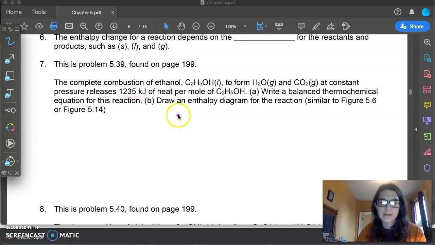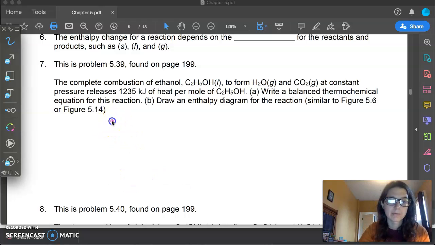Part B says draw an enthalpy diagram for the reaction, similar to figure 5. I think it's supposed to be 5.16 or figure 5.14. Okay. So, since we have heat being released, that means that our products are going to be at a lower energy level than our reactants. So we're going to have our reactants up here, the C2H5OH, and the products down here, CO2 and H2O.